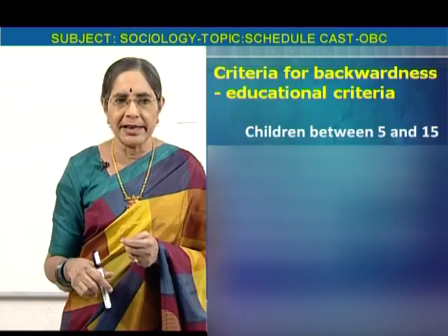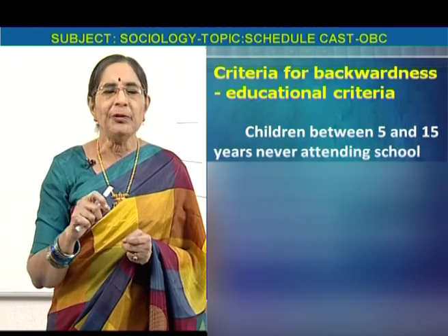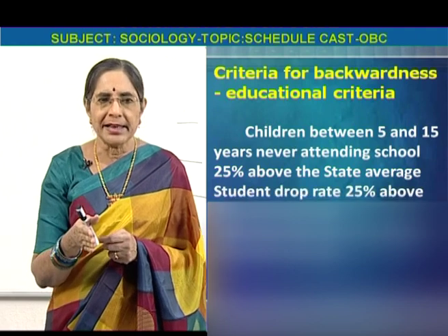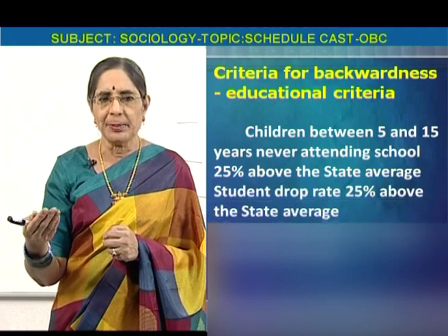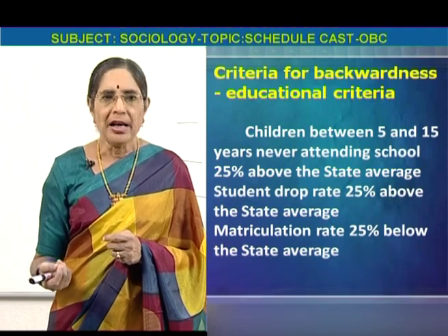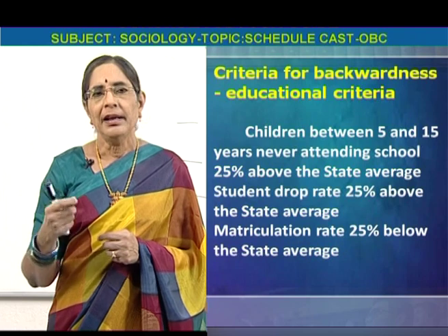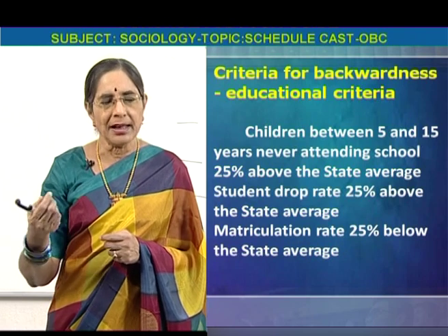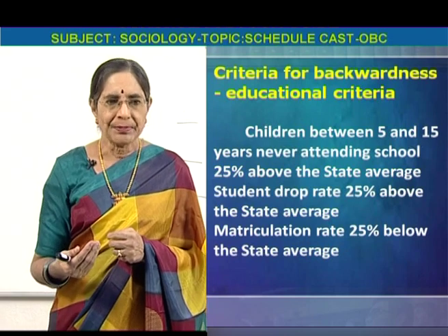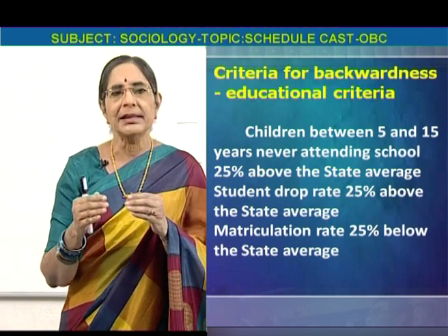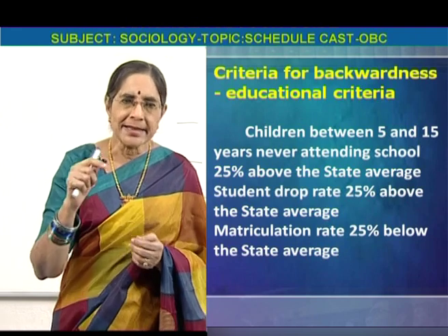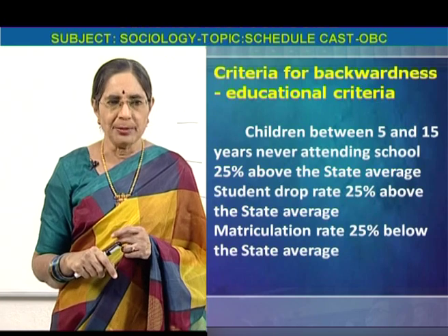Let us see the educational criteria also. If the percentage of children between 5 and 15 years who never attended school is more than 25% above the state average, then that is educational backwardness. If the student dropout rate is more than 25% above the state average, that is also a kind of educational backwardness. If the matriculation rate is more than 25% below the state average, this is another criterion for educational backwardness.